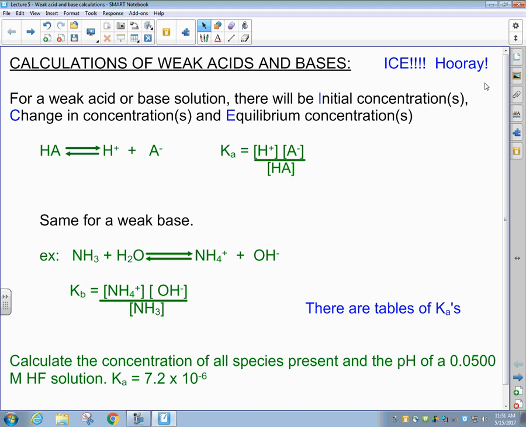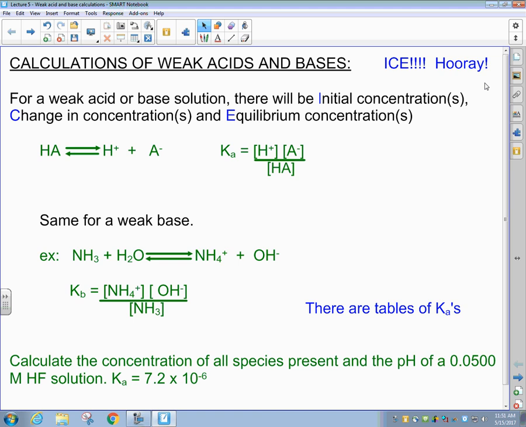Now, with weak acids and weak bases, there is an equilibrium established between the reactants and the products, and we can use the law of mass action that we learned about in the equilibrium unit to calculate a K value. And the K value will have a specific letter designation. Ka will refer to weak acids, and Kb will refer to weak bases.